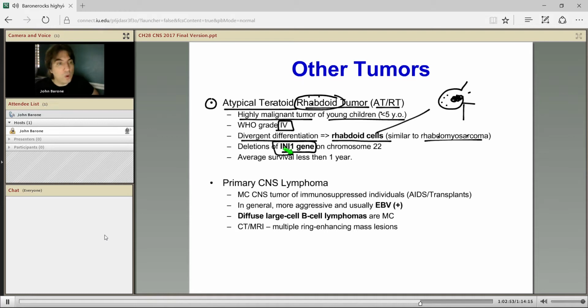Now, here's what I would ask. If I was going to ask one thing, I would ask, these tumors have deletions of the INI1 gene. Oh, I want an INI. No, you don't want an INI this time. INI1 gene mutations on chromosome 22 are highly associated. They're diagnostic of this tumor.